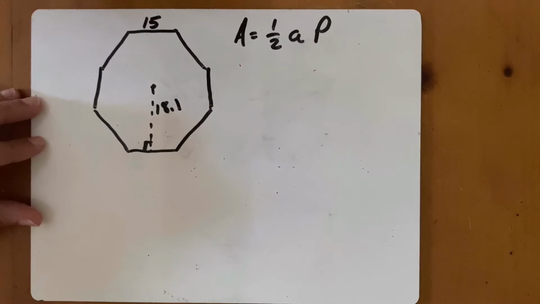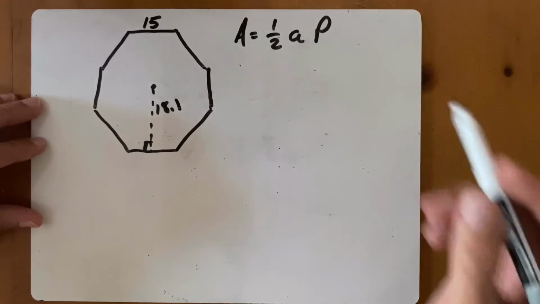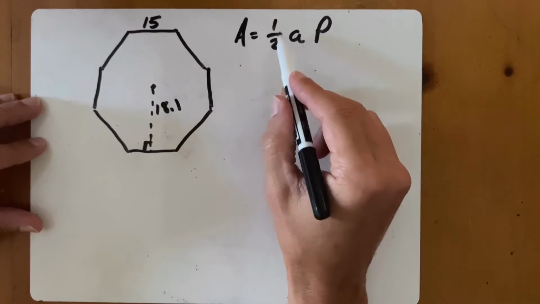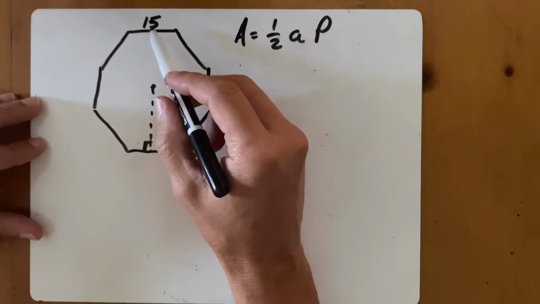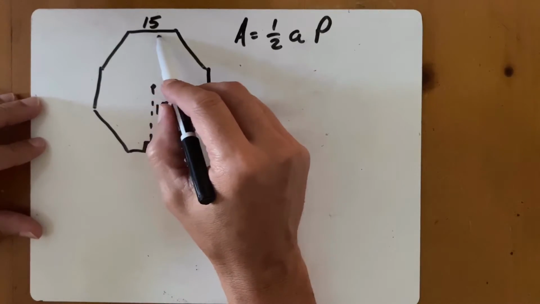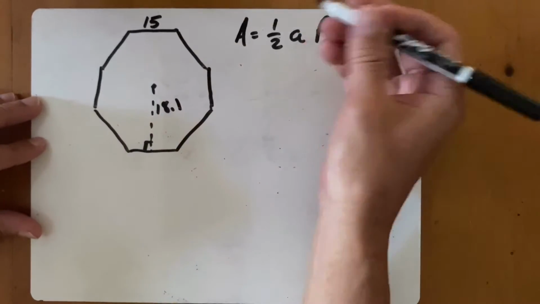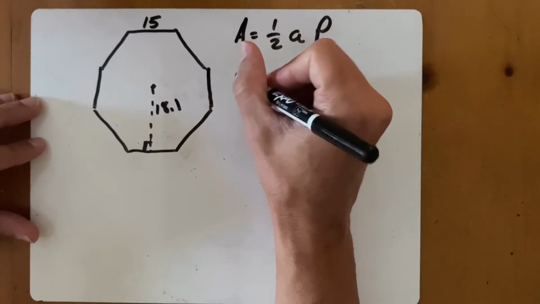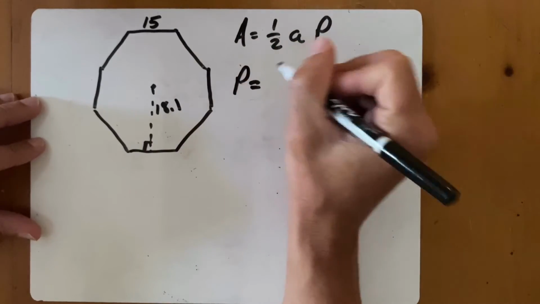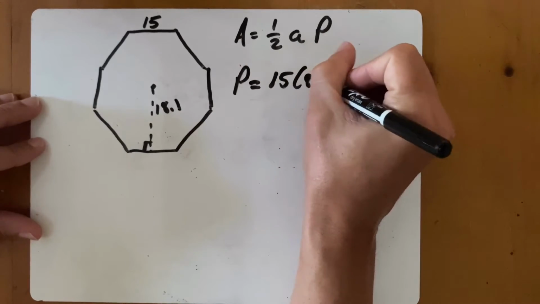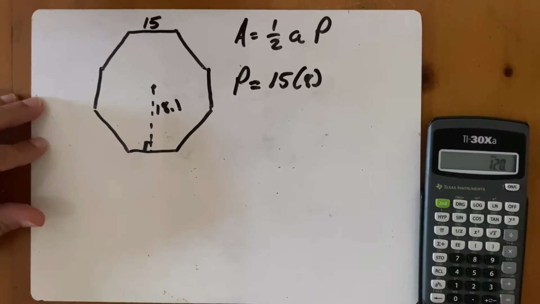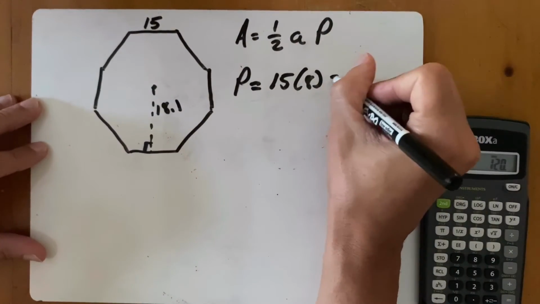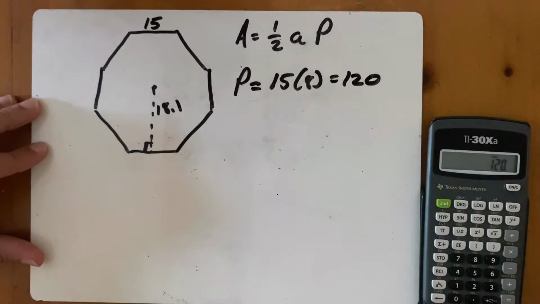All right, this one's a little less complicated to find the area because they actually give us all the information that we need. So once again, area of a regular polygon is 1/2 the apothem times the perimeter. Well, the problem gave us the length of one of the sides. That was equal to 15. So in order to find the perimeter, we're going to do 15 times how many sides there are. That's going to be 8 sides. So that means that the perimeter is going to be 15 times 8, which is equal to 120. All right, so there's our perimeter.